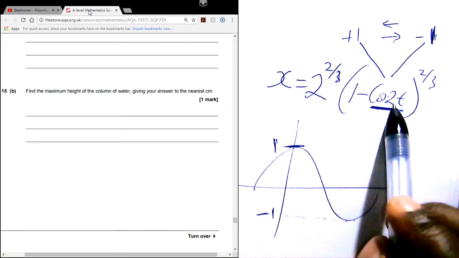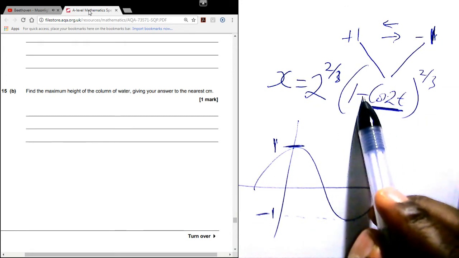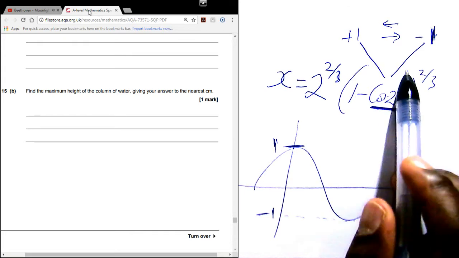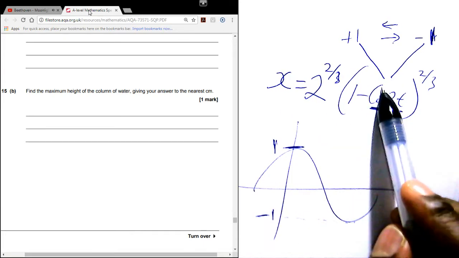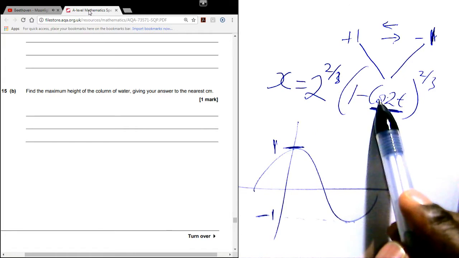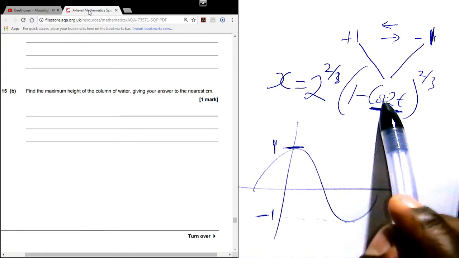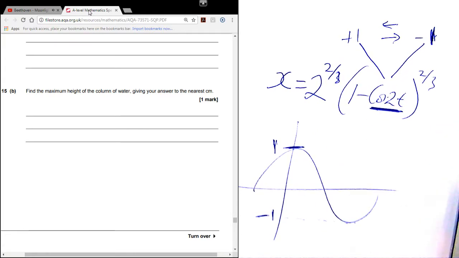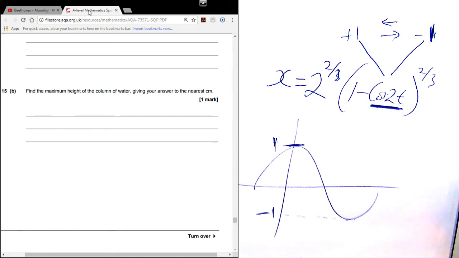Right, so when this is at plus 1, that's 1 minus 1, which gives 0. Everything goes to 0. That means the lowest height would be 0. But when this is at minus 1, what you have is 1 minus minus 1, right? And that looks like it's going to give us a positive. So that's the highest you can ever get.